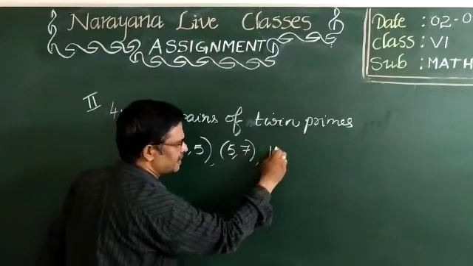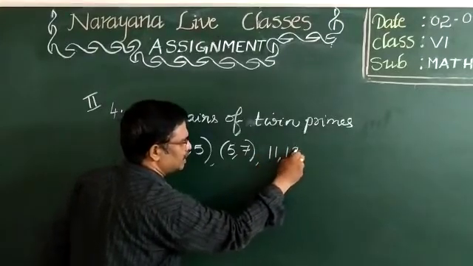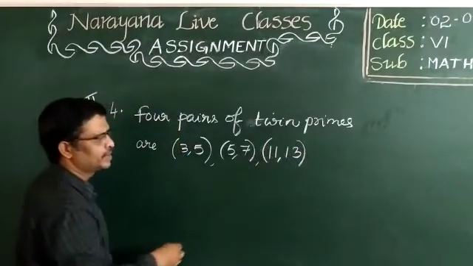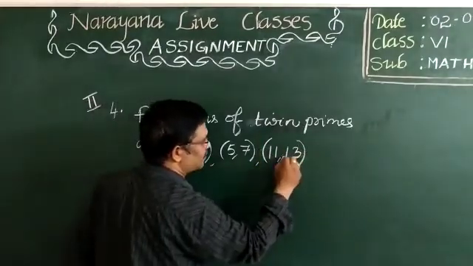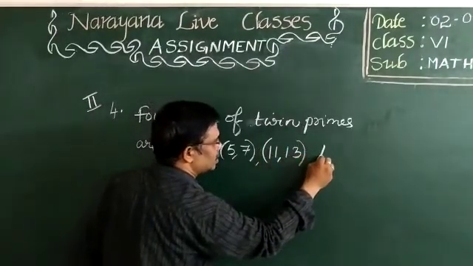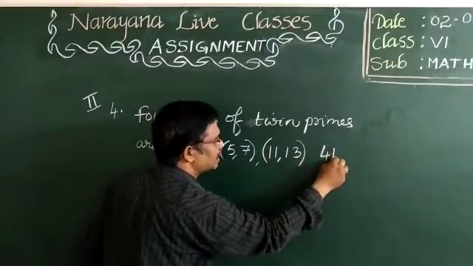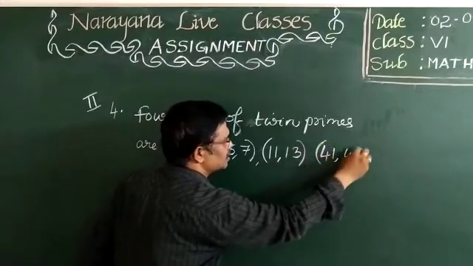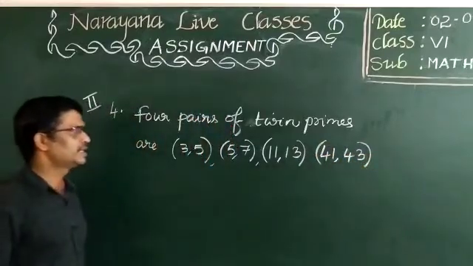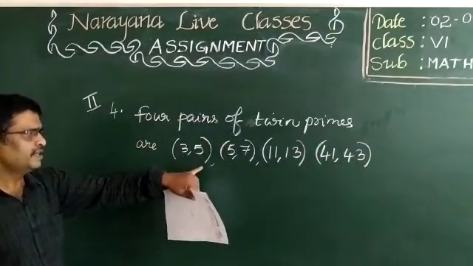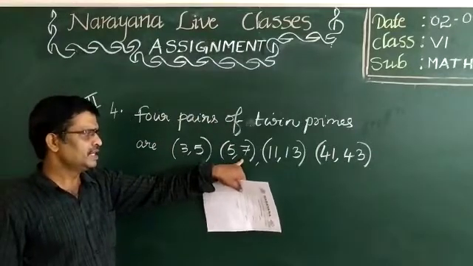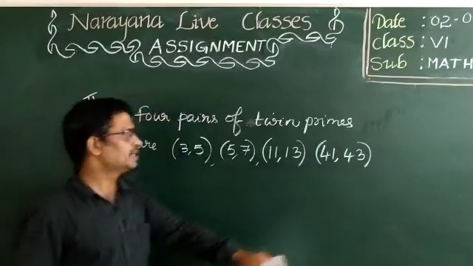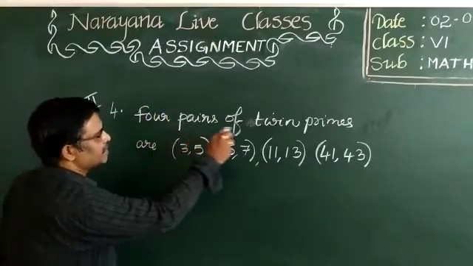So 11, 13. 11 is a prime number. 13 also prime number. And next, after 11 and 13, you can take it 41 and 43. Till then we are not getting anything. So 41, 43. So 3, 5, 5, 7, 11, 13, 41, 43 are the 4 pairs of twin primes.